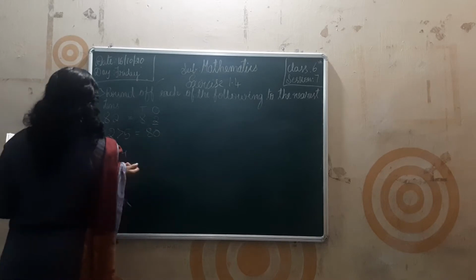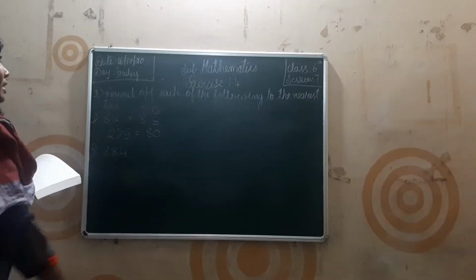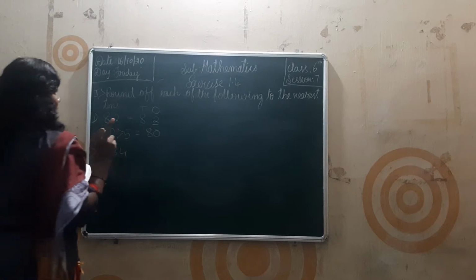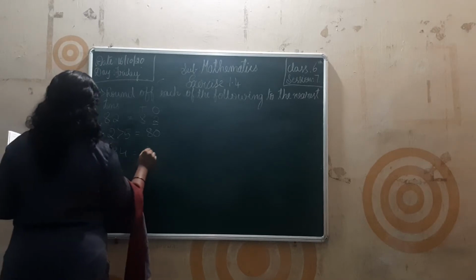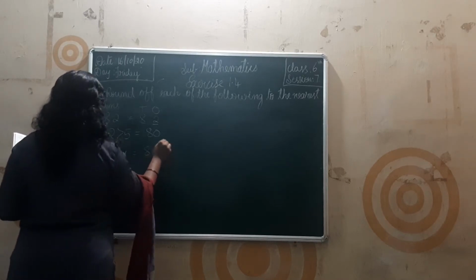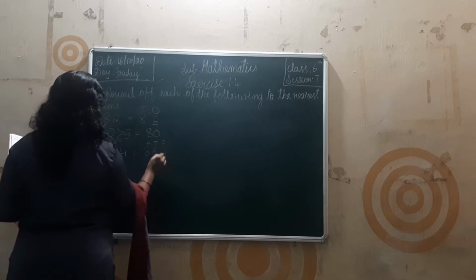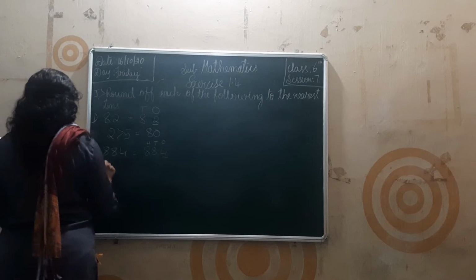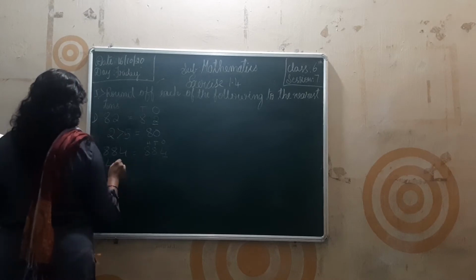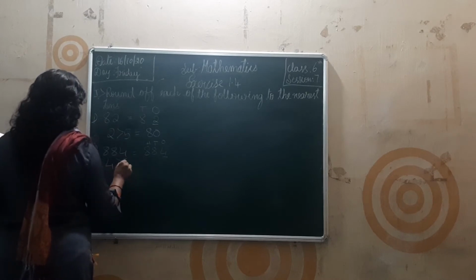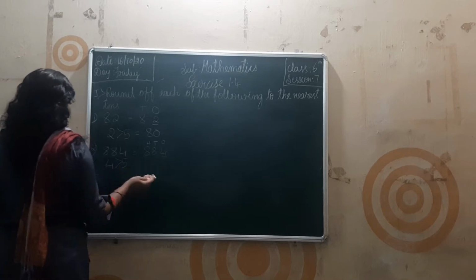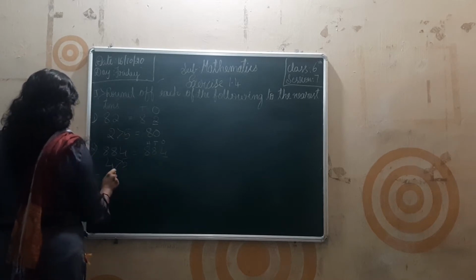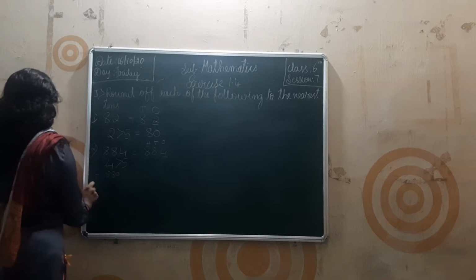Second is 884. In this, even though they have given 3 digits, they said to estimate to the nearest tens, not the hundreds. So always we have to consider the ones place for changing the tens. Ones, tens, hundreds. In the ones place, 4 is lesser than 5. So we have to go to the previous one, and 880 is the answer.